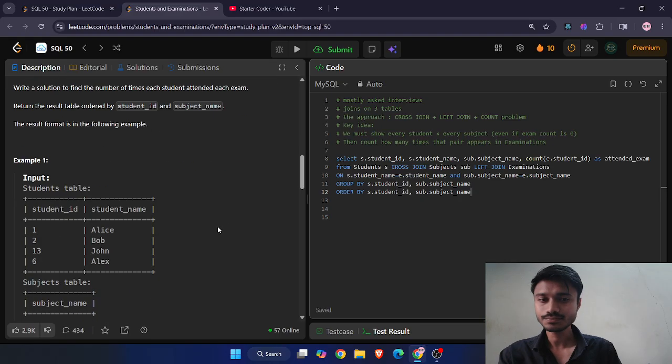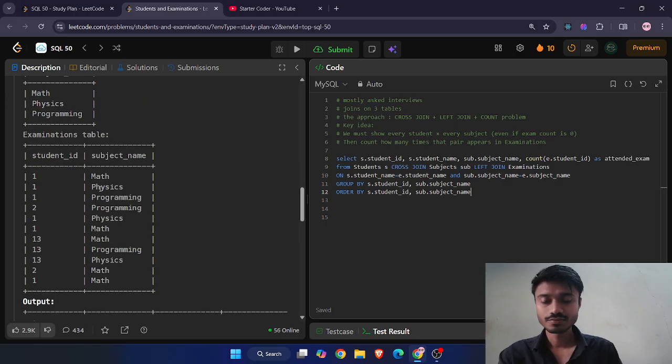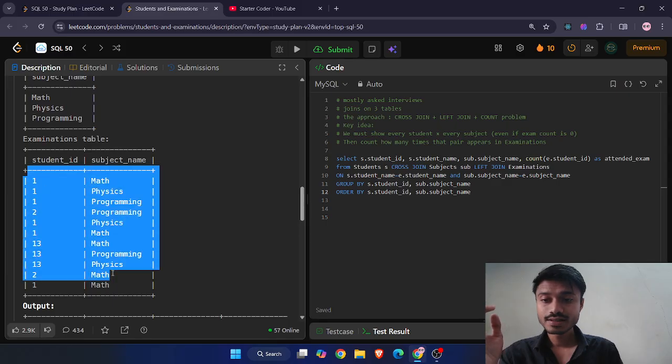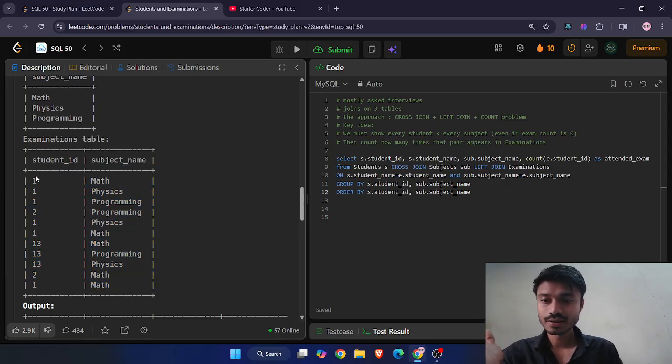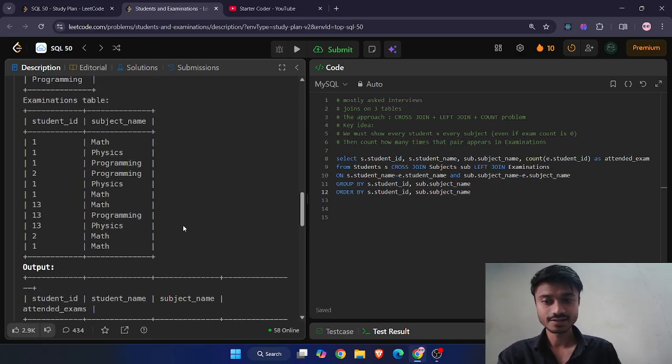We are selecting the student name from the first table, then the subject name from this table, and then the count from this table. Basically, we are grouping this table based on the pair. Let's say this pair is the same, this is also the same, and this is also the same, so it will mark as 3. You can see the output as 3, right? Because it contains exactly the same 3 entries, the pair which is present 3 times in that table.